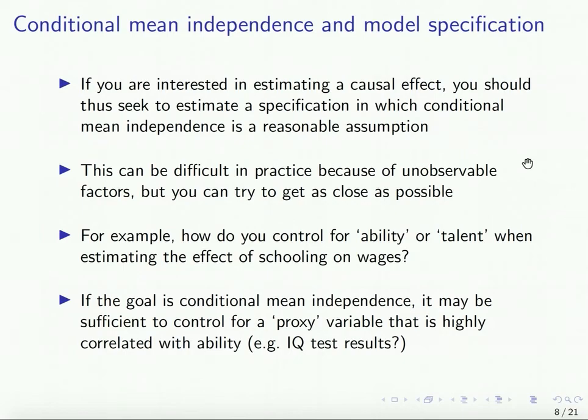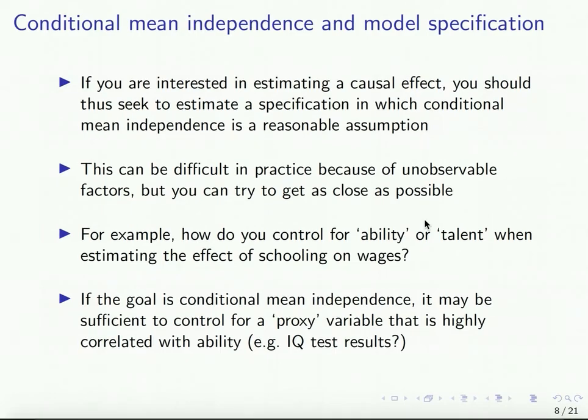But if you have something that is a proxy and that is actually correlated with ability, such as the IQ test, then including it in your multiple regression model, in other words, controlling for IQ test results, is actually going to get you closer to a conditional mean independence. And so you'll be able to talk about the effect of schooling on wages, controlling for ability, even though you don't exactly have abilities.